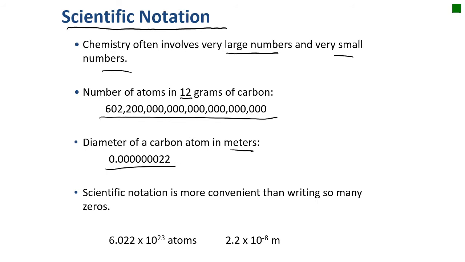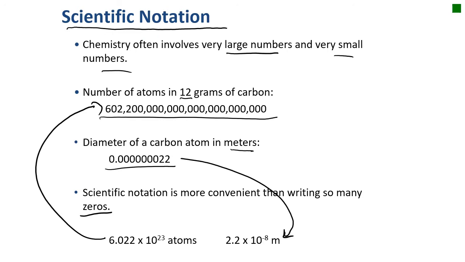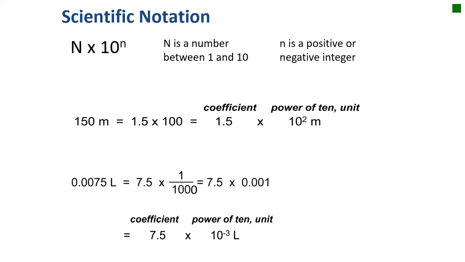Now, we don't really want to have to write these, so we are going to instead put these into scientific notation. We're going to get rid of the zeros. So this one number looks like this, and this number looks like that. So let's make sure we remember how to do this. In scientific notation, the standard way of doing this is that we have a coefficient, which is a number between 1 and 10, and then we have a positive or negative integer that our 10 value is raised to.